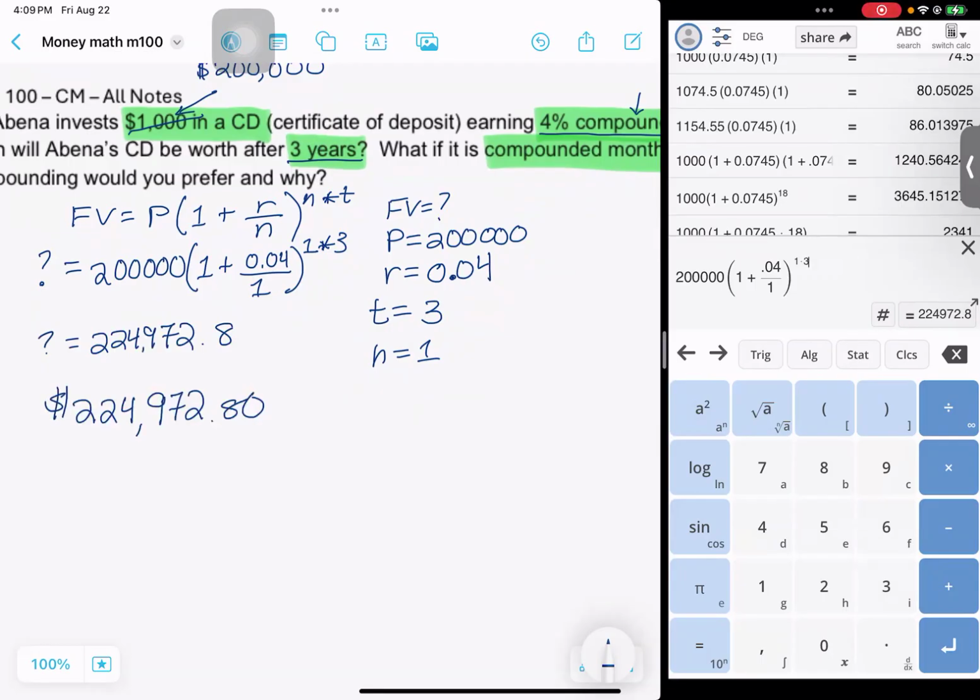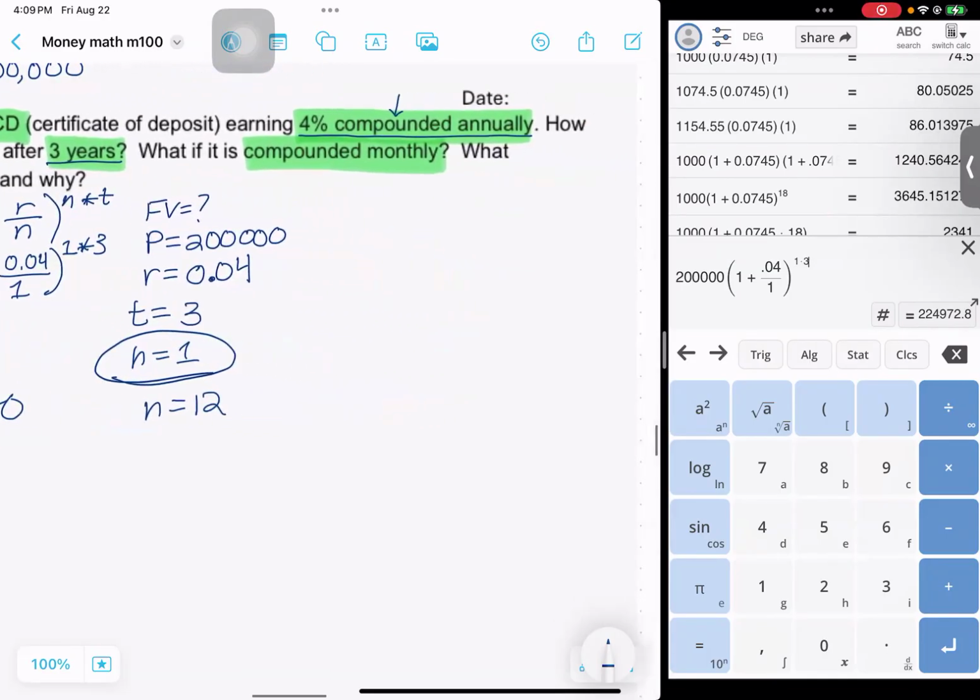Okay. Now, what's great is when we change this to monthly, the thing that will change will be the n, and the n will be 12. N will be 12 here. So over here, I'm going to rewrite. I'm going to say future value is equal to principal times 1 plus rate over n to the n times t.